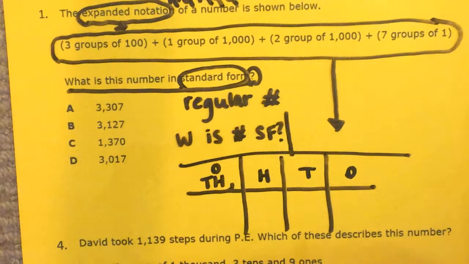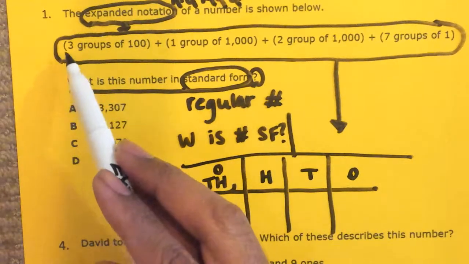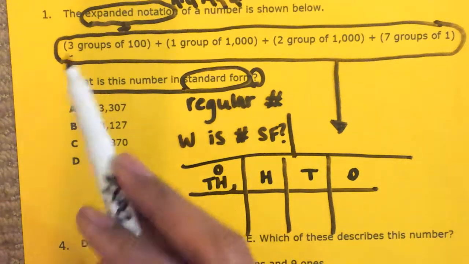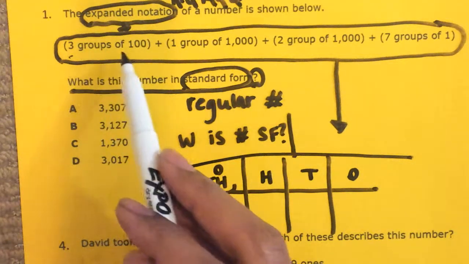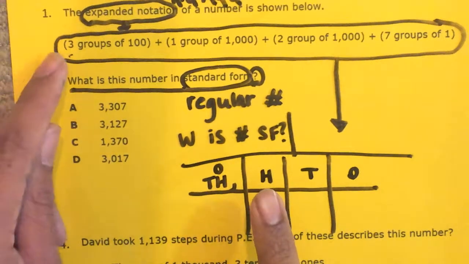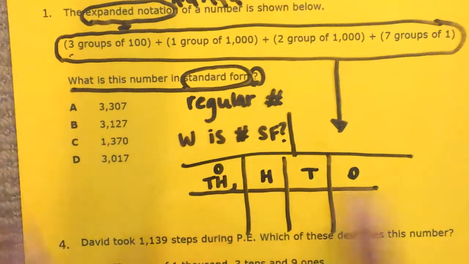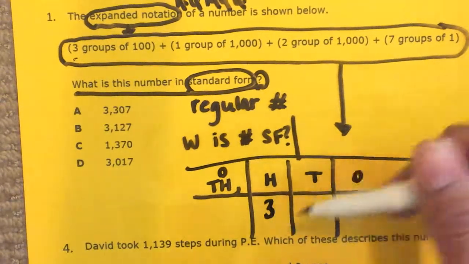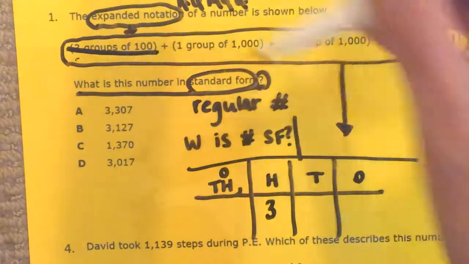Now that we have that, we can go ahead and start putting in our numbers. This kind of problem is super easy because it tells you what number to put in the place value. So this is talking about 3 groups of 100. That means we're talking about the hundreds place. And since it had a number 3 there, that's what I'm going to put in the hundreds place. Now I'm going to cross this off.